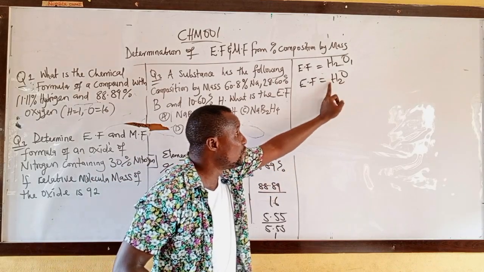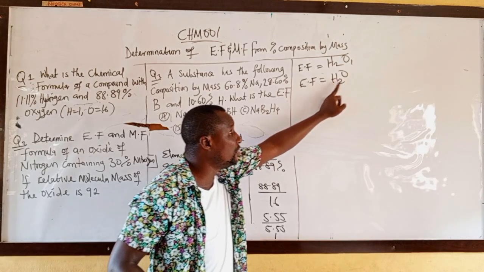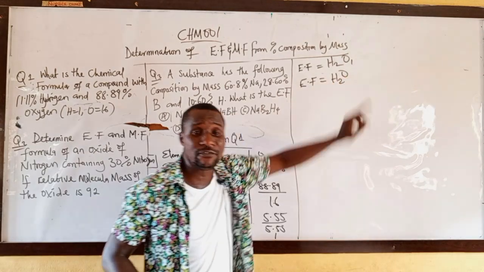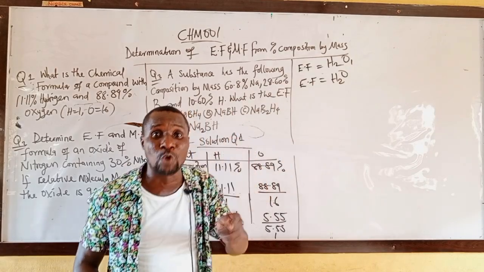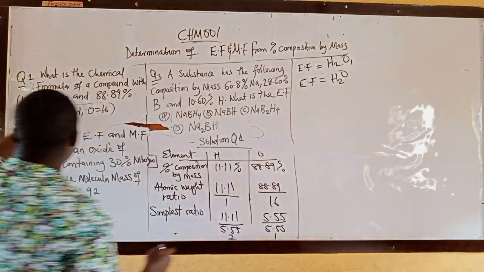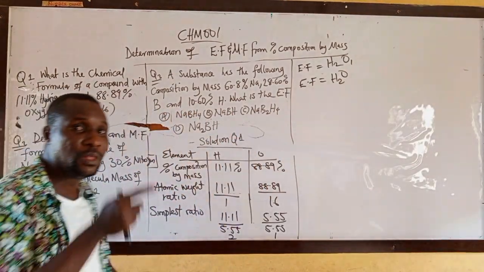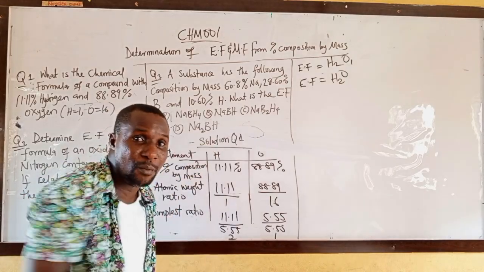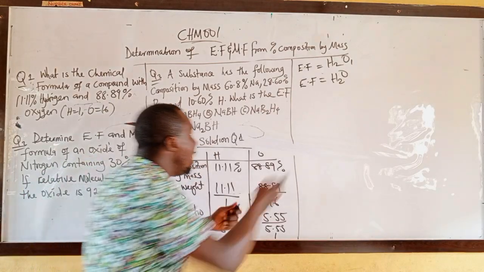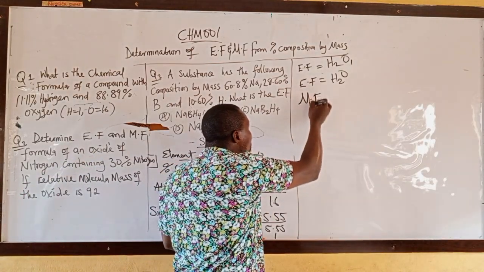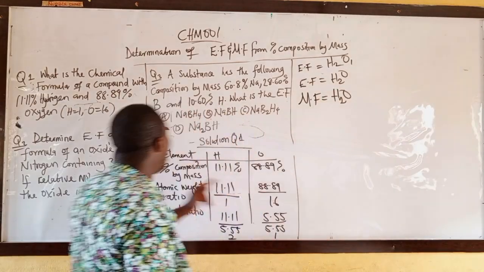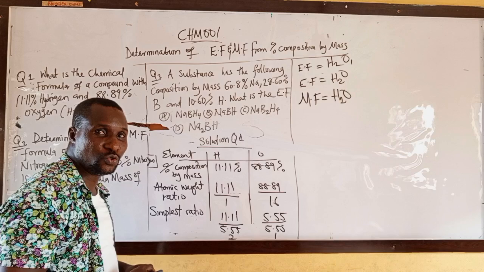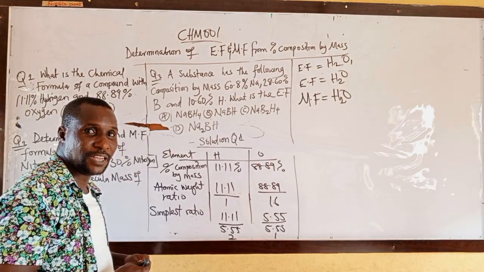Look at this. The ratio between hydrogen and oxygen, what do they have in common? It is 1. Therefore, this empirical formula is the same thing as the molecular formula. And the question says, what is the chemical compound? That is, what is the molecular formula, the actual formula? Therefore, molecular formula equals H2O, which is the actual chemical formula of that compound. H2O. Please take note of that.